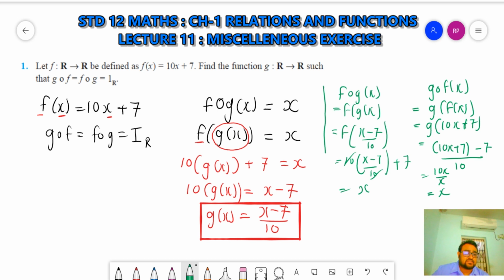See, (f o g)(x) equals x, (g o f)(x) equals x. Both are the same, and as we are getting x, it is also the identity function. So this is our answer. Verification is optional. Okay, you may do it, you may not. Clear? So this was about question number 1. So just note it down. Now let's move to the next.